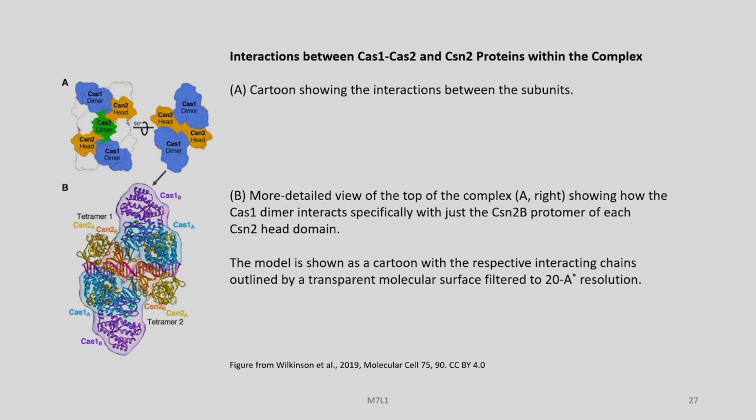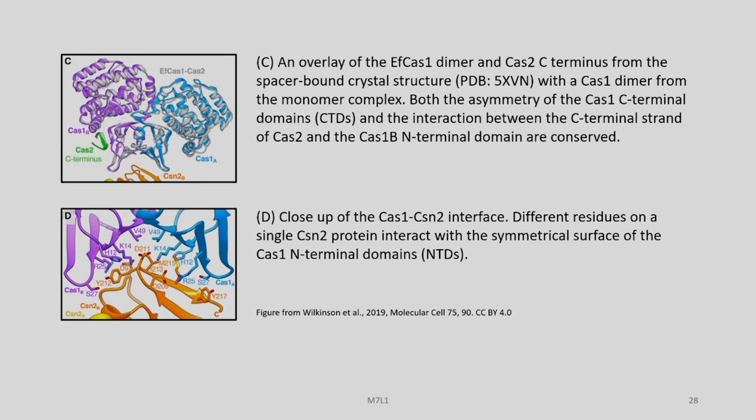So, this is a more detailed view of the top of the complex here. The Cas1 dimer interacts specifically with just the CSN2 B promoter of each CSN2 head domain. This model is shown as a cartoon with the repetitive interacting chains outlined by a transparent molecular surface filtered to 20 angstrom resolution. Now, this is an overlay of the EF Cas1 dimer and Cas2 terminus from the spacer bound crystal structure with a Cas1 dimer from the monomer complex.